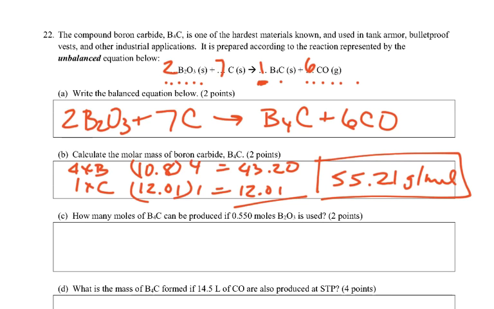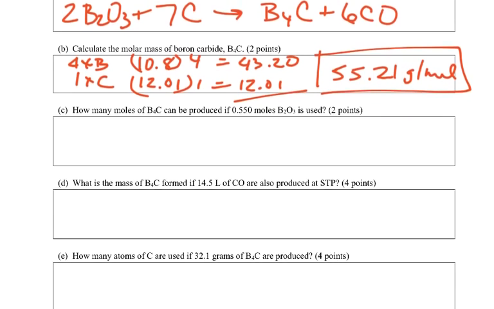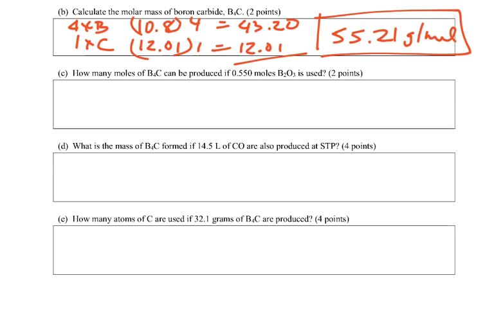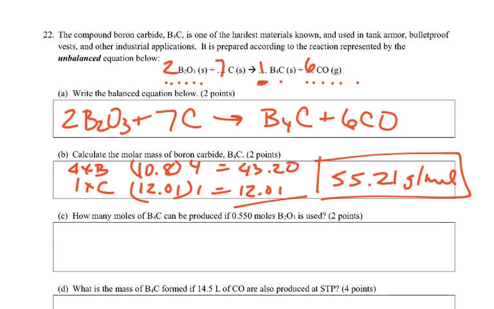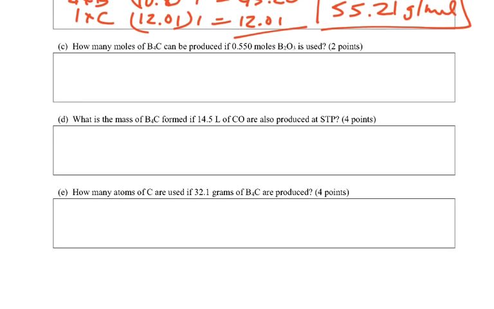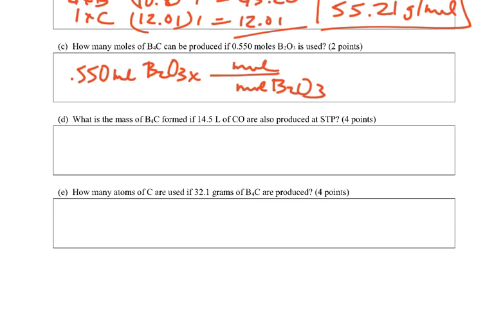55.21, that looks good. So how many moles of B4C can be produced if 0.550 moles of B2O3 is used? Okay, again, I'm going moles to moles, so that should only take 1 conversion factor like we did before. My given is 0.550 moles of B2O3, so I just need my mole-mole conversion factor, moles of B2O3 to moles of B4C.